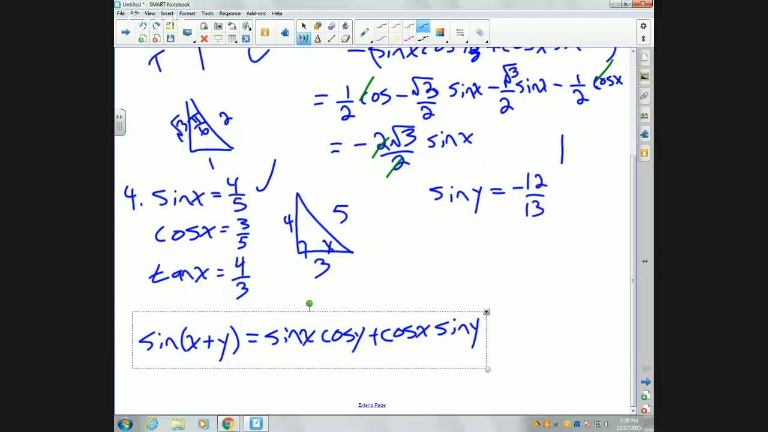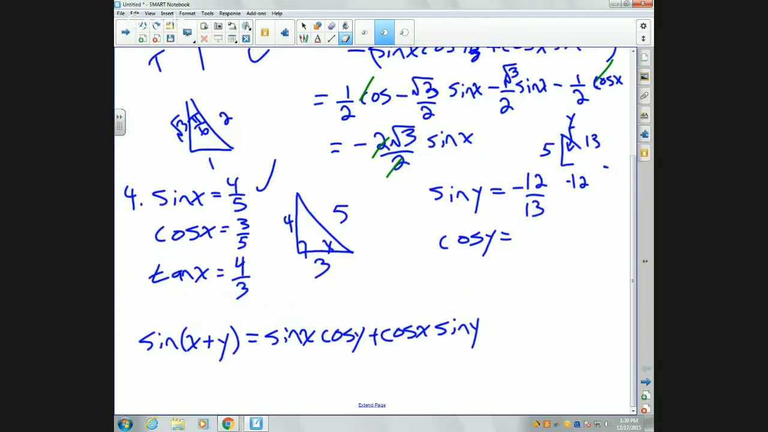Do the same thing with y. If this is y, 12, 13. This has to be negative. This is going to be 5. So the cos of y is going to equal the, this is backwards. Sorry, guys. Y is over here. So the cos of y is going to be the adjacent over the hypotenuse, which will be 5 over 13.